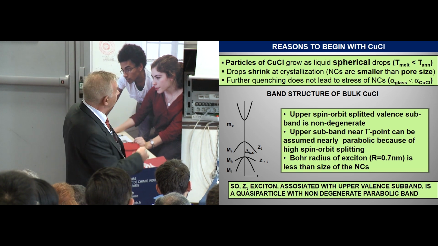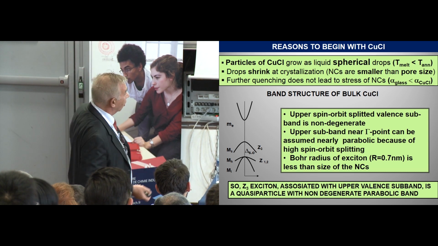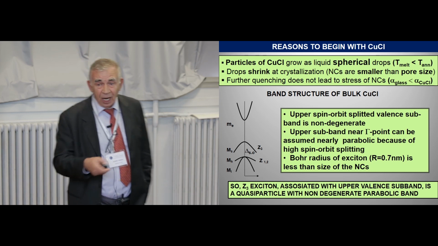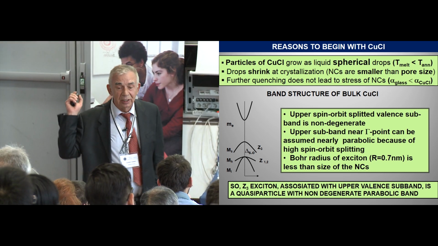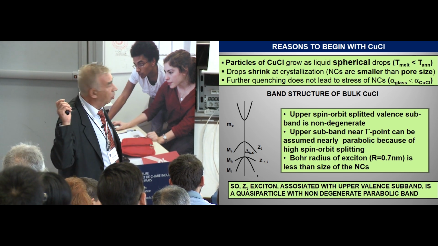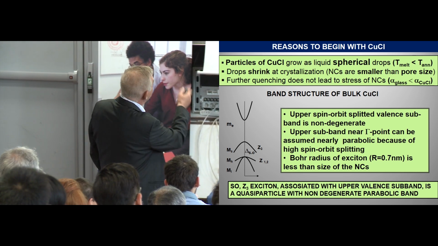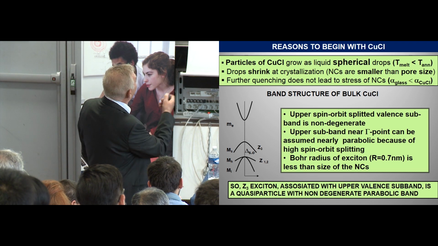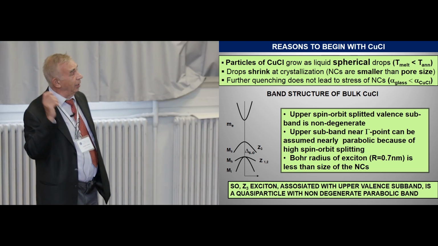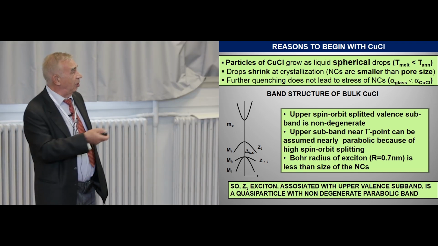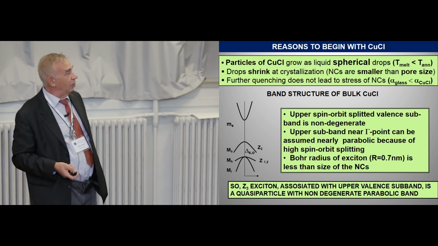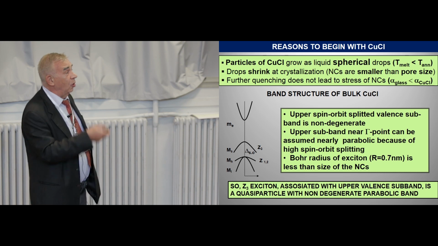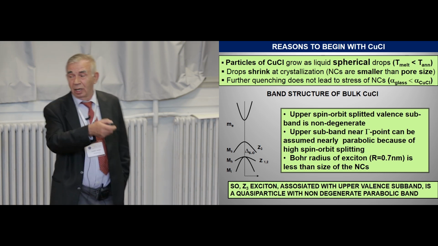And third, the exciton Bohr radius in copper chloride is 0.7 nanometer, and we have nanocrystals of larger sizes. So what we have from this material is spherical particles with no extra pressure, and that Z3 exciton associated with the upper valence subband is a quasi-particle with a non-degenerate parabolic band.